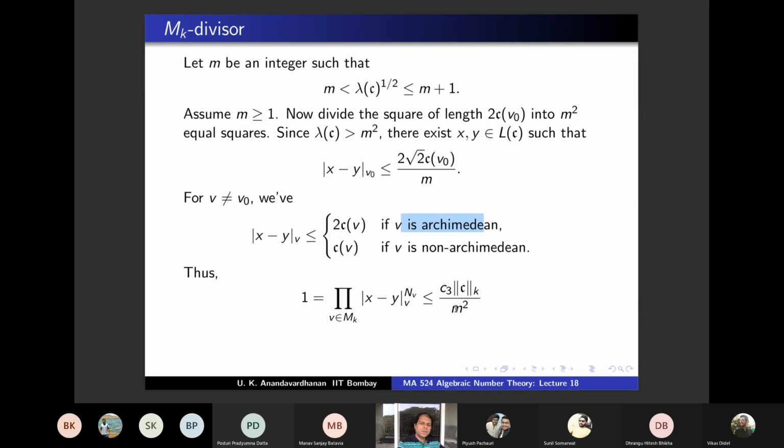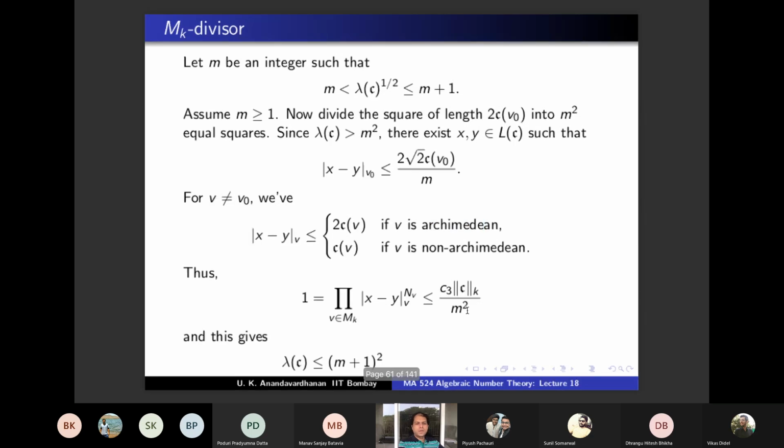Why m square? Can someone tell me why m square? Because it is this power nv. So m to the power nv. So nv is 2, right? Nv0 is 2. Why is nv0 2? Because what is nv0? Nv0 is you complete and you take the degree of the extension. So Q if you complete you get R, and K if you complete at v0, what do you get? You get C. So nv0 is the degree of C over R, complex numbers over real numbers. That is 2. That's why this is m square.